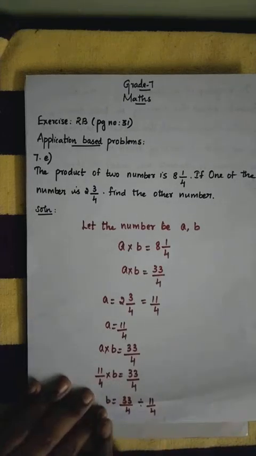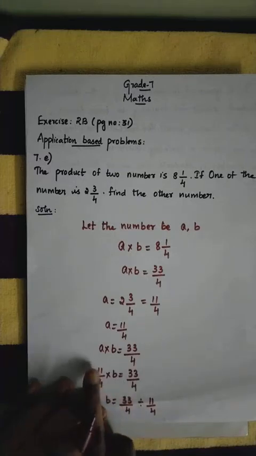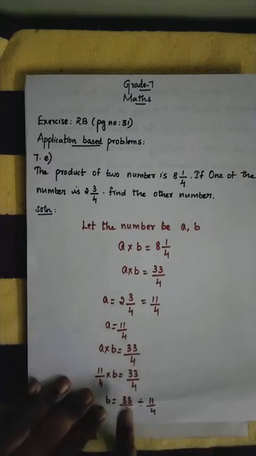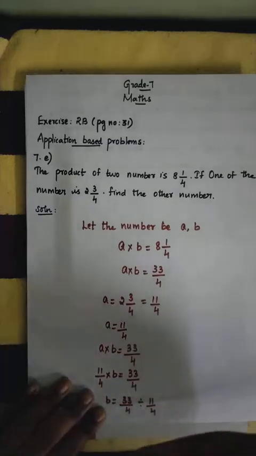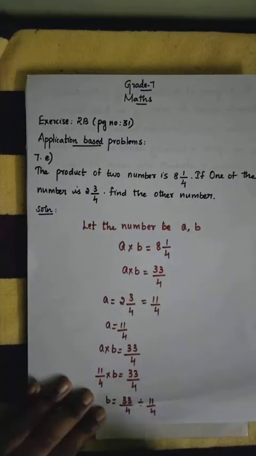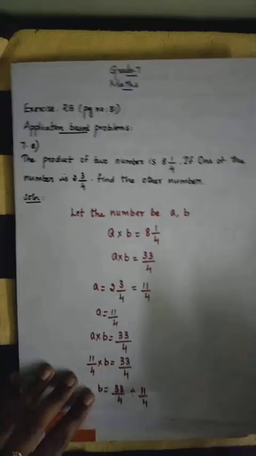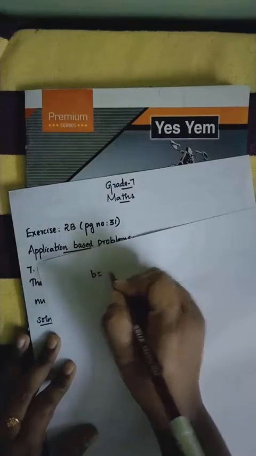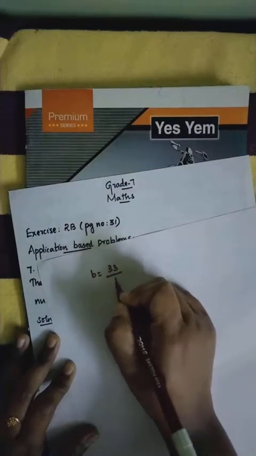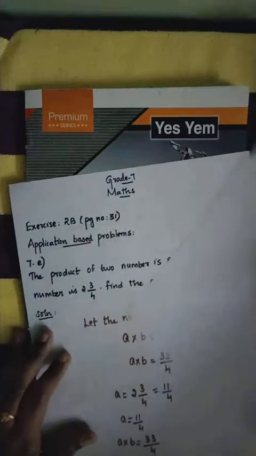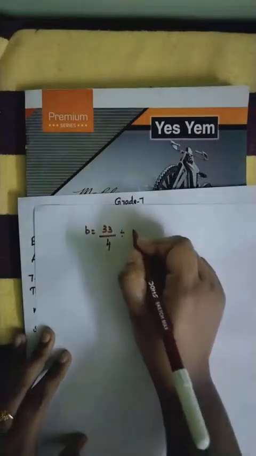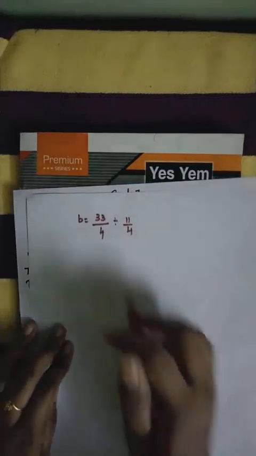So keep b on one side. So b is equal to 33 by 4. Take 11 by 4 to the other side. When you take a multiplication to the other side, it will change into division. Clear? Understand? So the next step: b is equal to 33 by 4 divided by 11 by 4.